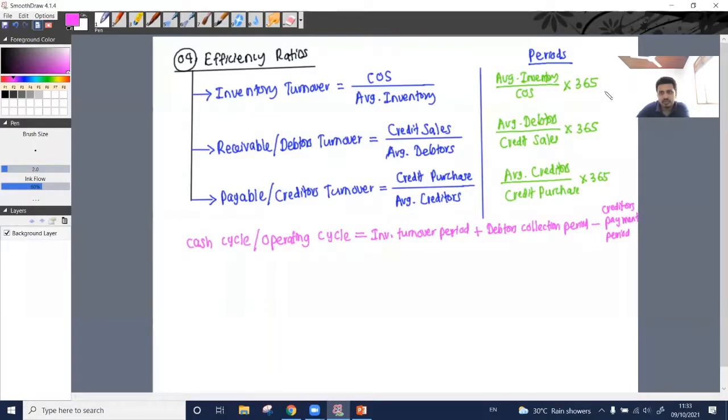Inventory turnover period may be 10 days. Inventory turnover period 10 days. It means what? The inventory will remain at our stores for 10 days. 10 days. Debtors collection period 20 days.